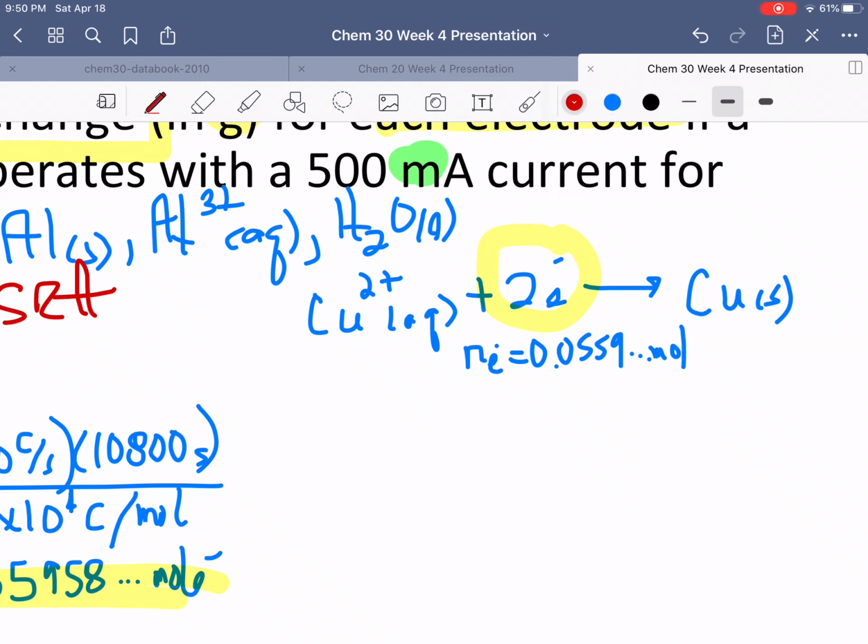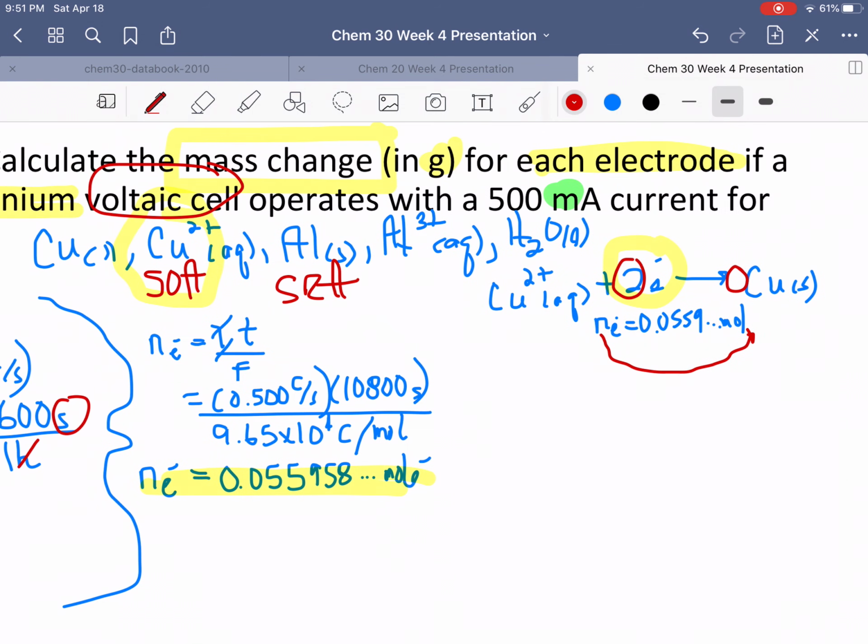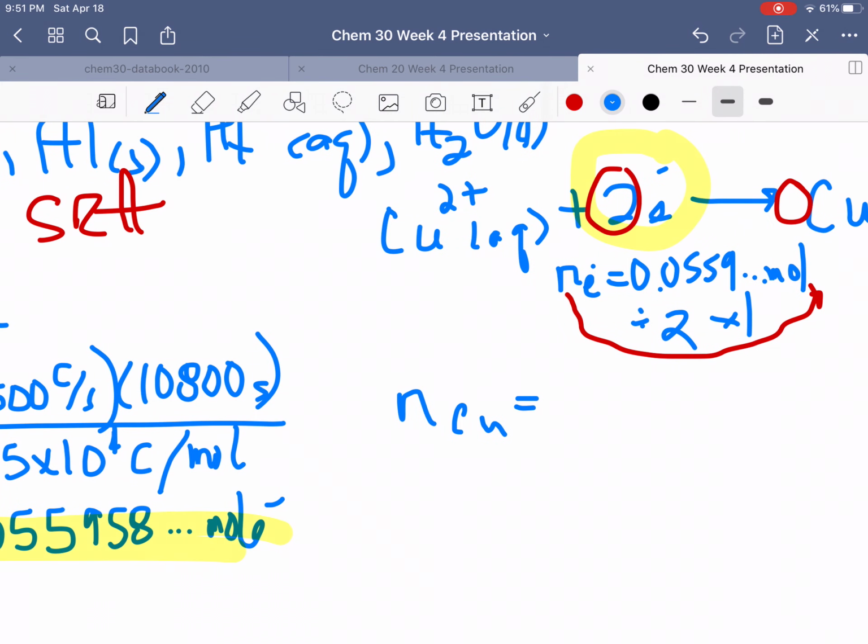Now consider this. This is a 2-to-1 ratio, 2 to 1. So in terms of number of electrons to copper, I'm simply going to have to take that and divide by 2 times by 1. We're going to end up with a number of moles of copper. I'm going to write it below because I'm running out of room. Take that, divide by 2, 0.02797 ... moles. Wow, we have an amount.